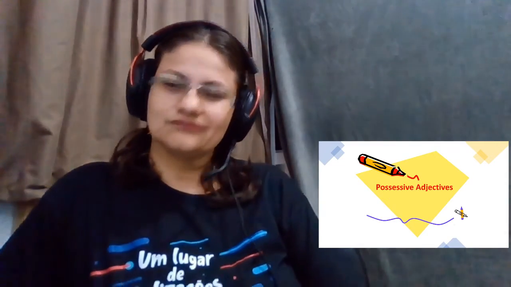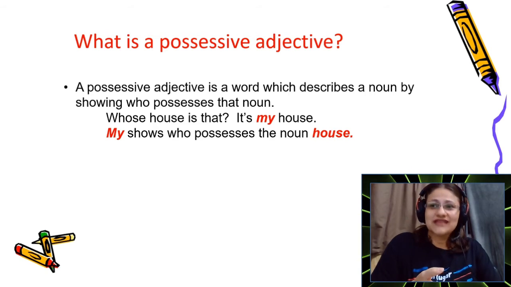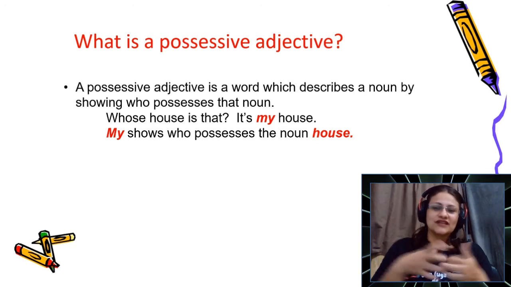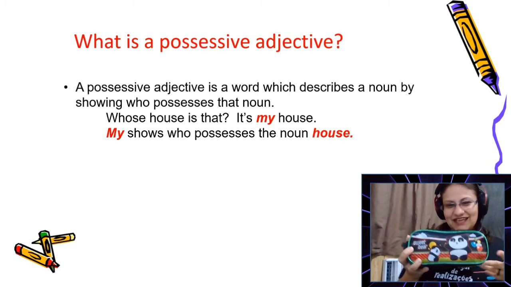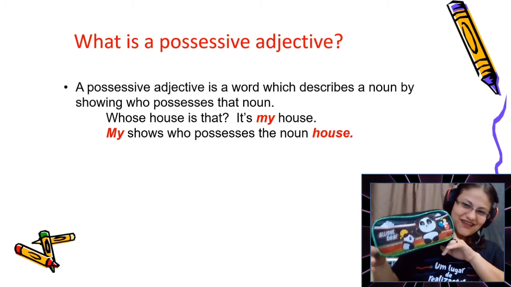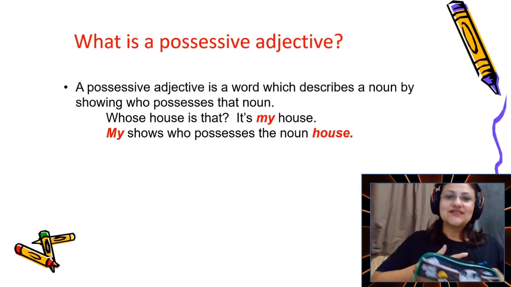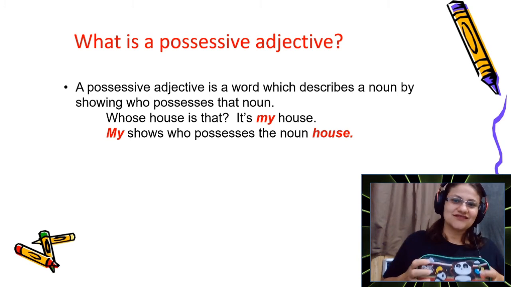Possessive adjectives. What is a possessive adjective? Do you know? Let's see. Guys, a possessive adjective is a word which describes a noun by showing who possesses the noun. For example, I have this beautiful pencil case here. Can you see? So this pencil case is my pencil case. This is my pencil case.